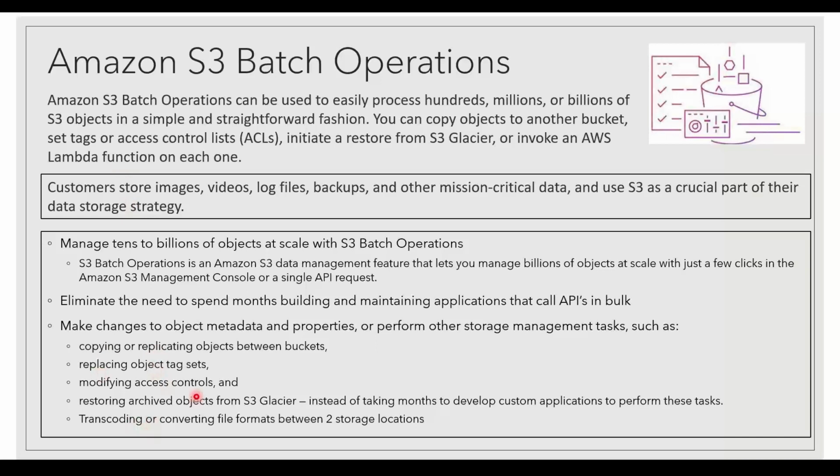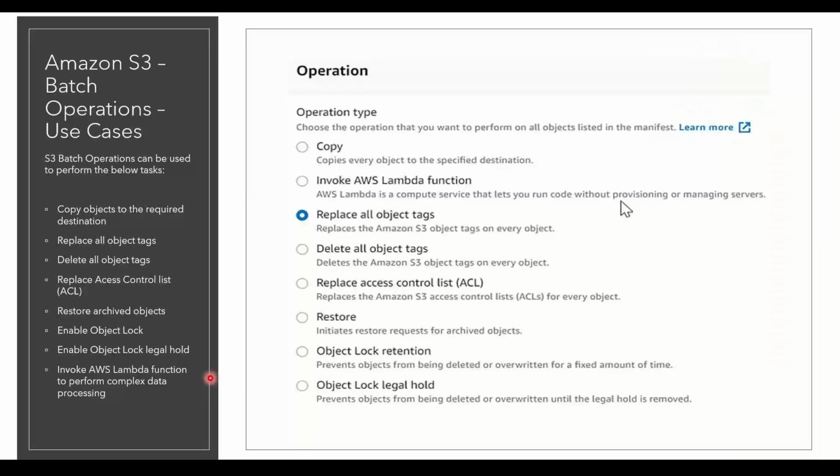These are the top five, I would say, changes that we generally perform from a management or operations team perspective. We generally copy certain objects from one bucket to another bucket, or to have redundancy, we might replicate objects between buckets. You might also replace the tag sets to apply certain new tags, or you can also modify the permissions. You can restore the objects from S3 Glacier to Amazon S3. And you can also convert or transcode the file formats, as I said, from one bucket to another bucket. You can invoke a Lambda function and then you can do it.